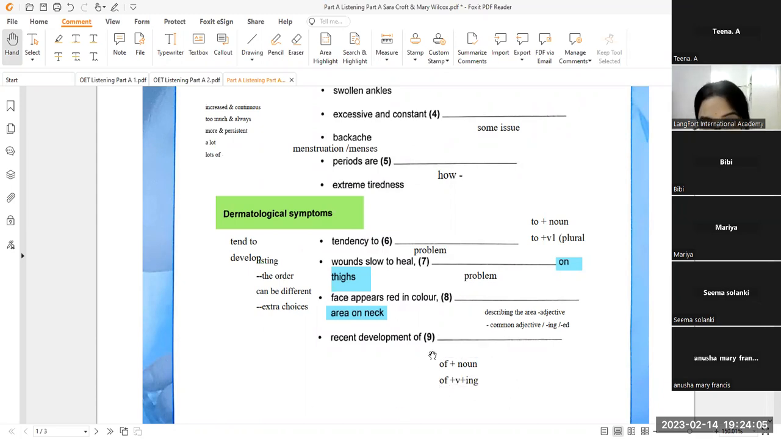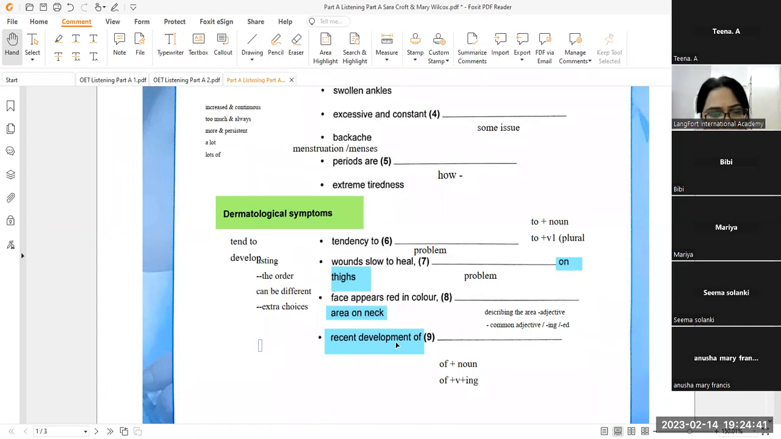So it's a recent development of something. After of, you can expect the name of that thing, or if it's an action word, you need to write it down in ing form. Now, Viji, can you read these words for me once again? Recent development of. So they are talking about something developed on the skin recently. Is there any other way to say recent? Any other words for recent? Seema, Tina, Anusha, Sindhu, Jesma? Currently. Is currently recent?